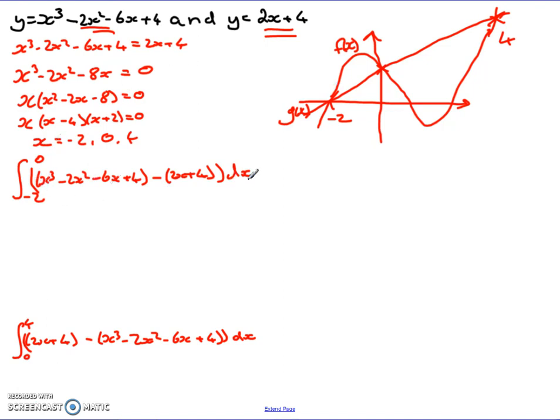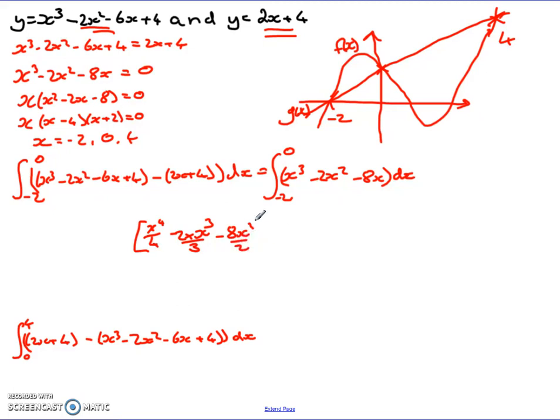Right, first one, simplify what's in the integral. So I get the integral from negative 2 to 0. Well, it simplifies down to this. x cubed minus 2x squared minus 8x, all with respect to x, so dx. Integrating this, that gives me x to the 4 over 4, take away 2 times x cubed over 3, take away 8 times x squared over 2 between negative 2 and 0.